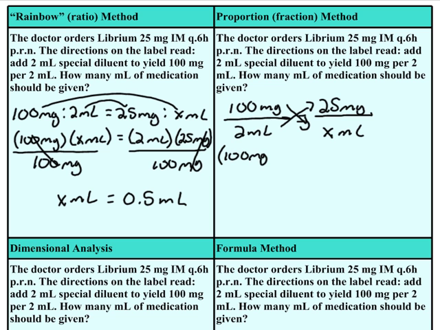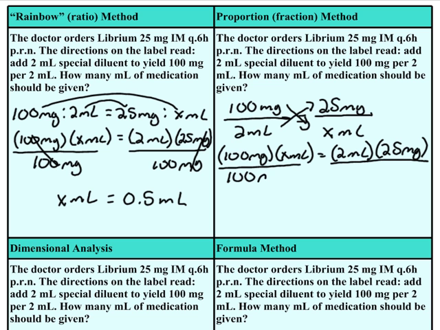We can solve this proportion by using cross multiplication. 100 milligrams times x mLs equals 2 mLs times 25 milligrams. In order to get x by itself, we need to divide both sides by 100 milligrams. We can now see that x milliliters is equal to 2 times 25 divided by 100, or 0.5 milliliters.